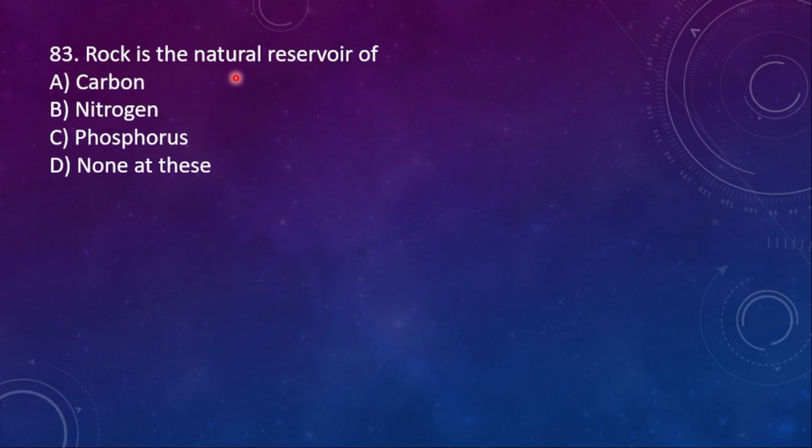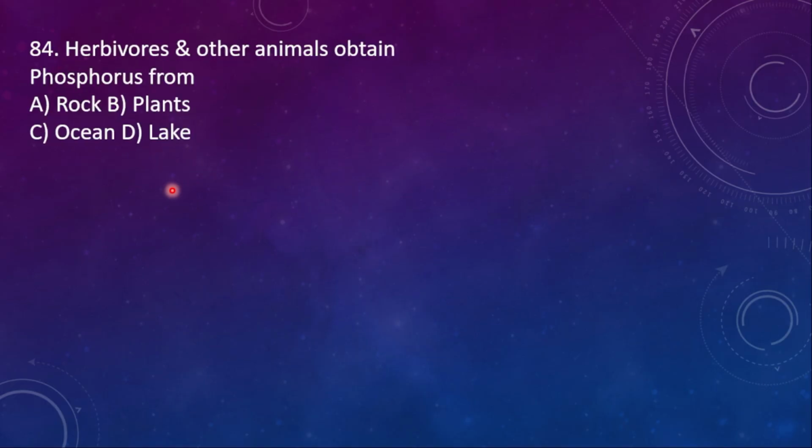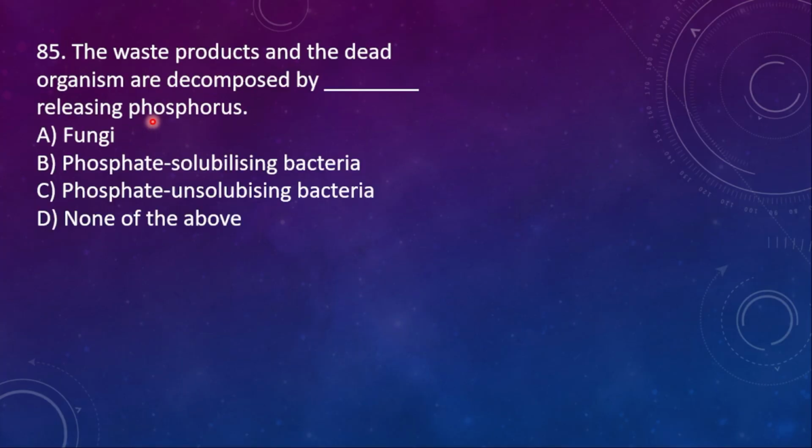83. Rock is natural reservoir of carbon, nitrogen, phosphorus, none of this. It is phosphorus reservoir. 84. Herbivores and other animals obtain phosphorus from rock, plant, ocean, and lake. From the plants. 85. The waste products and dead organism are decomposed by releasing phosphorus. A. Fungi, B. phosphate solubilizing bacteria, C. phosphate unsolubilizing bacteria. So here the right option is B.